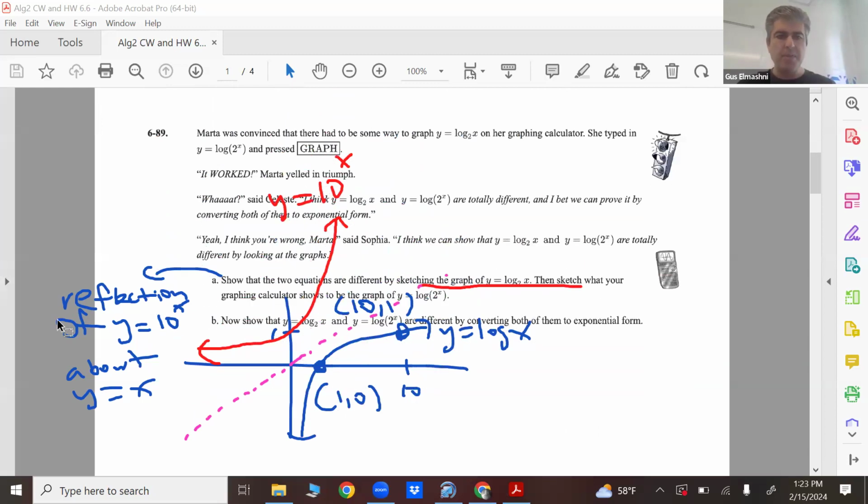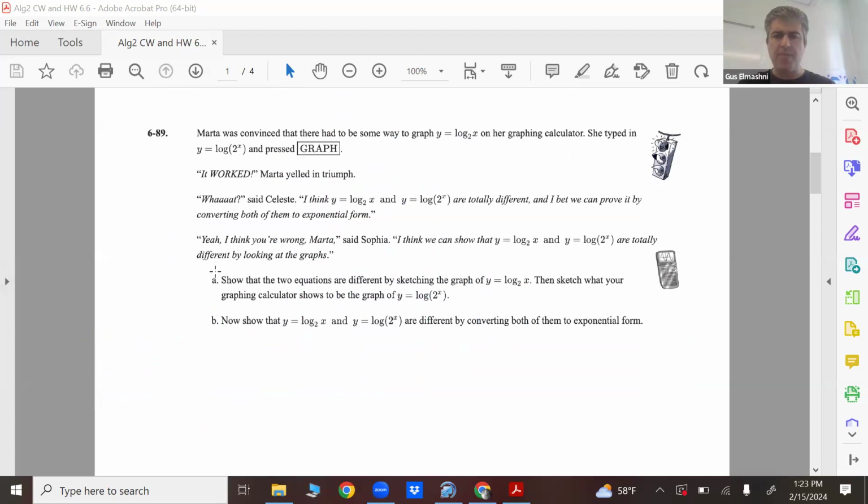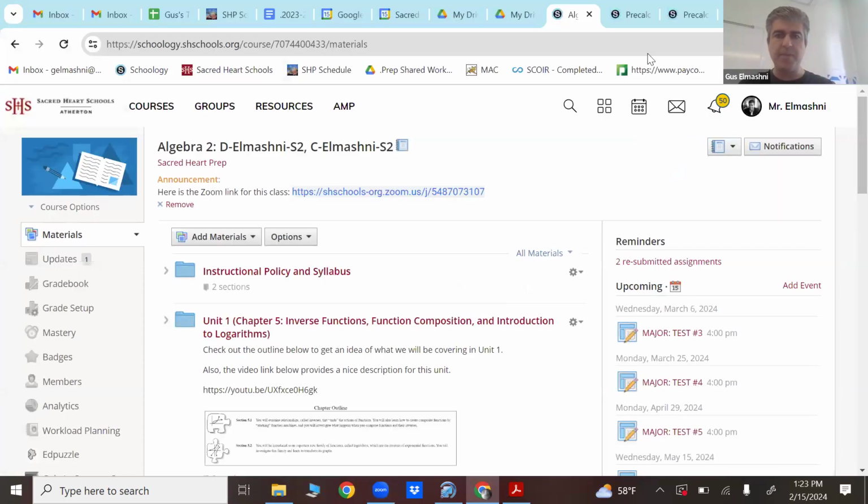Marta was convinced there had to be some way to graph that on our graphing calculator. She typed in that. Okay, that's not going to work for us. That's going to be much different. So actually, let's do this in Desmos really quickly so you can see what happens. So let's go to Desmos. That's probably a smart idea.